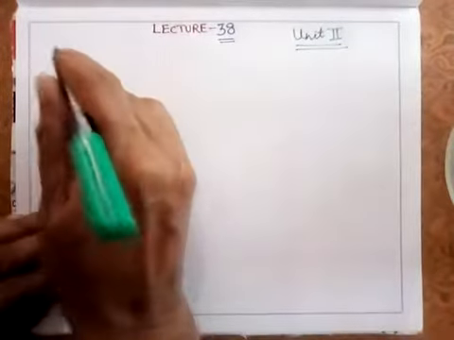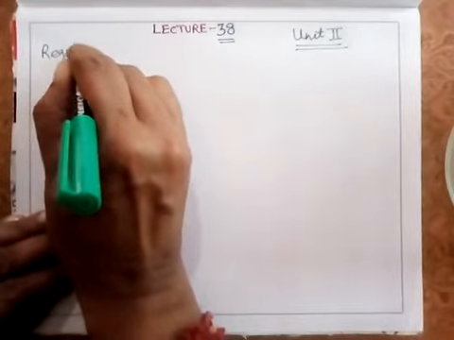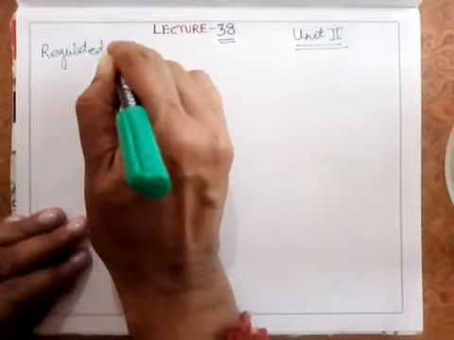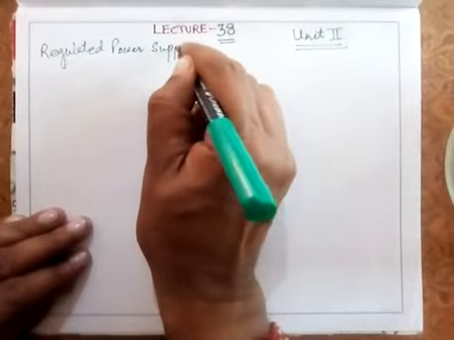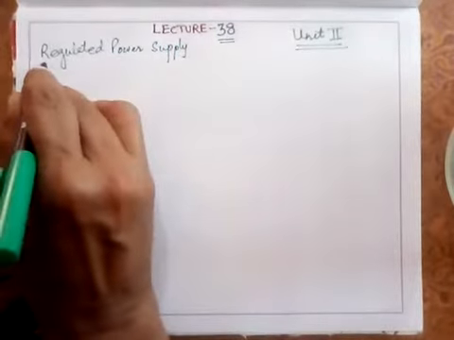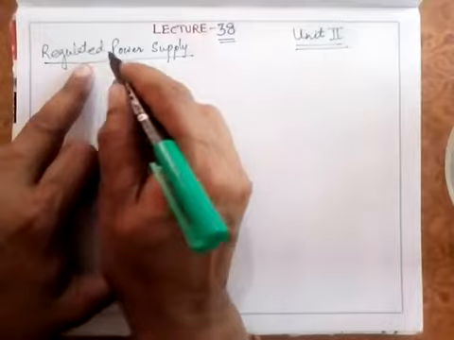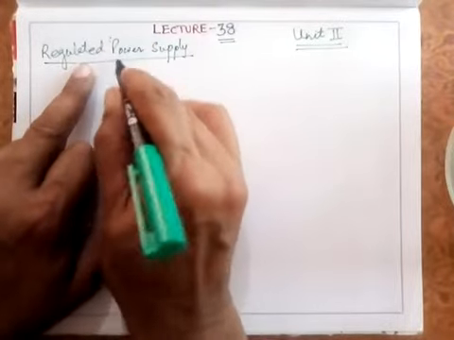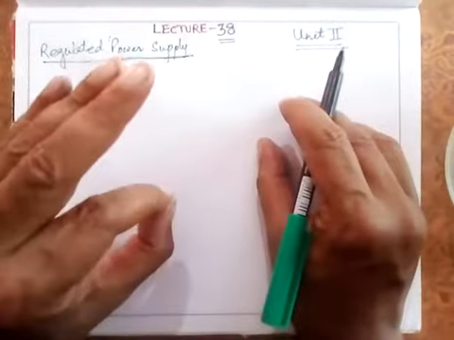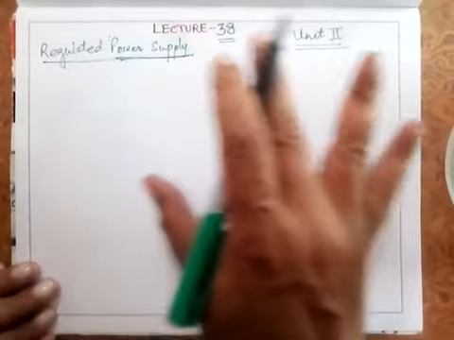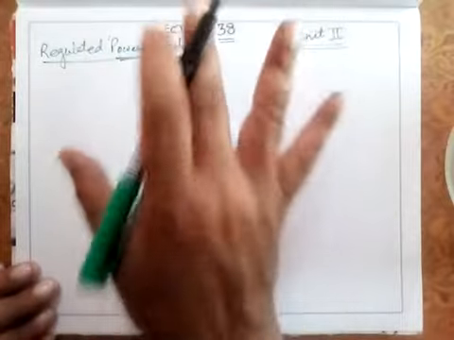Now this unit is mainly about a regulated power supply, or the components of a regulated power supply. Now what do you mean by a regulated power supply? Before I come to this, let's talk about the term power supply. What do you mean by power supply? Simply, an electrical circuit or an electrical system which supplies some electrical power. A system which supplies electrical power is called a power supply.